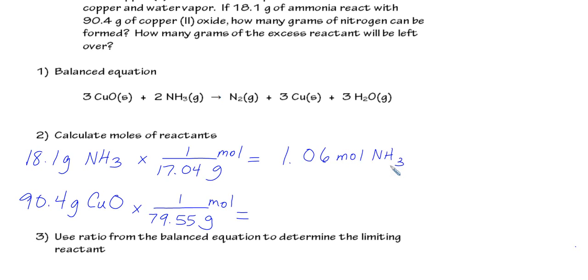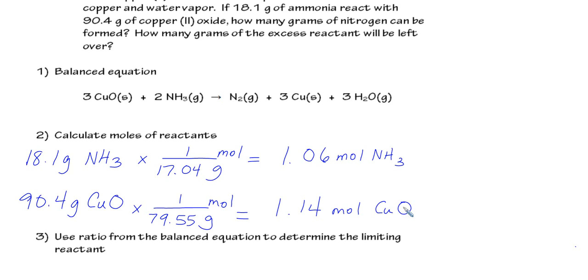And then I do the same thing with the copper oxide. Ooh, interesting. 1.14. So again, I just went to 3 sig figs. The masses were given in 3. All right, so I got these in moles, and now I notice that they're actually pretty close. The molar mass of copper oxide is so much larger than ammonia that, even though the masses are very different, it actually represents about the same amount of particles.